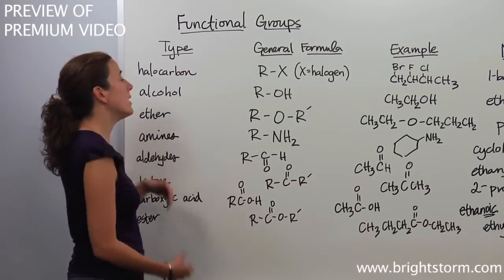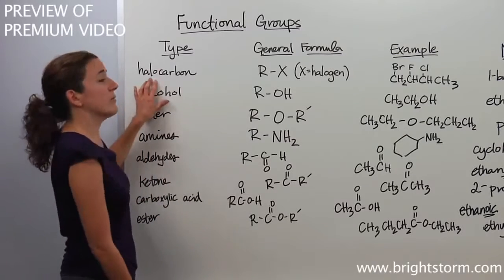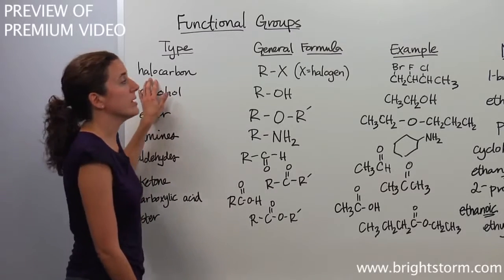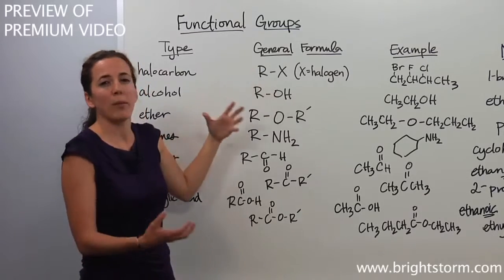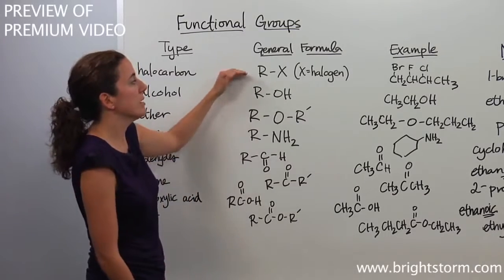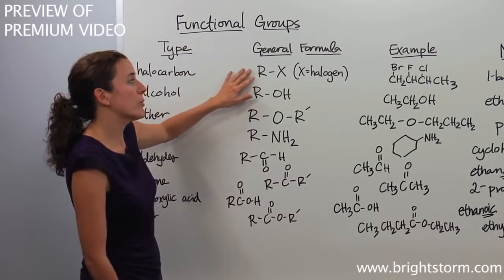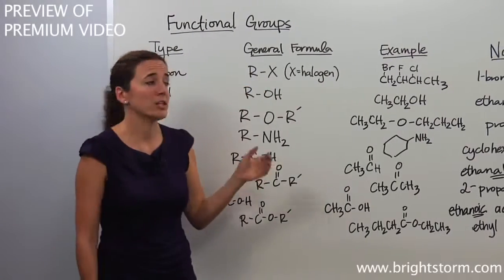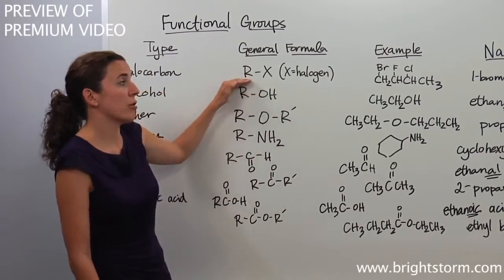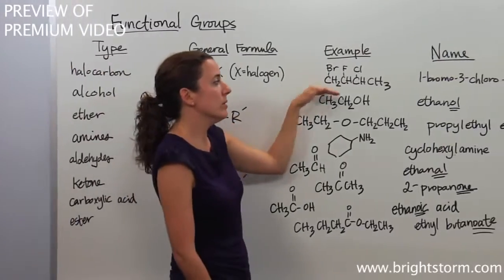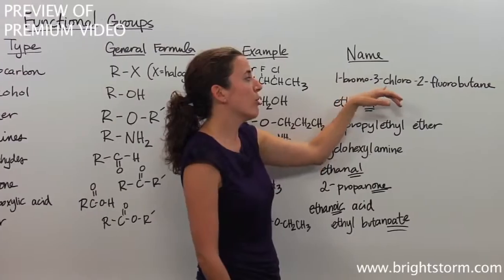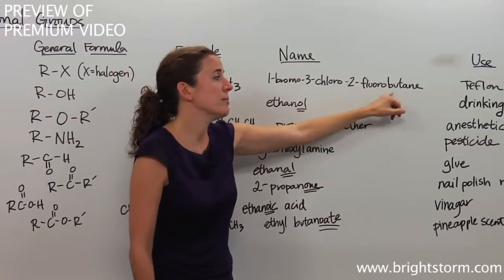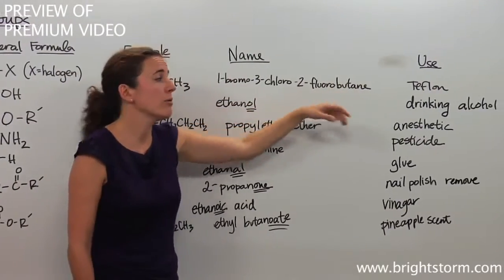The first one being a halocarbon, halo reminding us of halogens, so we're dealing with halogens in this. And whenever I write R, that means I'm dealing with a backbone of carbon in some sense. So if we have our parent group R bonded to a halogen, that is the typical general formula for it. Here's an example of it. Notice we have the halogens up here. And we're going to name this 1-bromo, 3-chloro, 2-fluorobutane, butane being 4 carbons in its backbone.